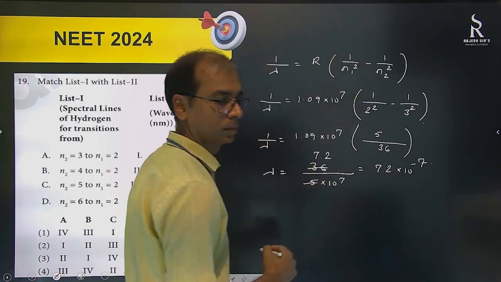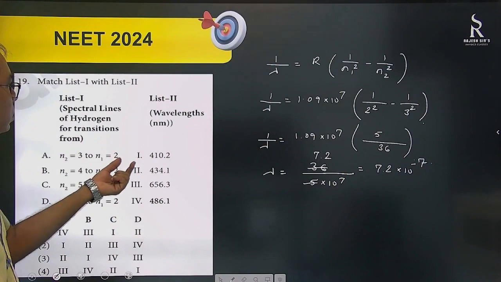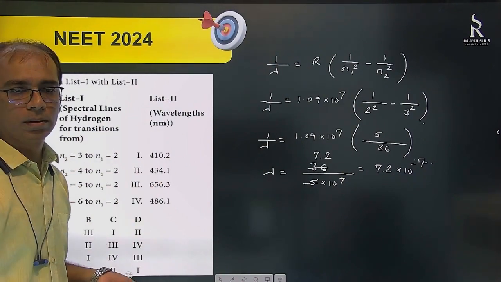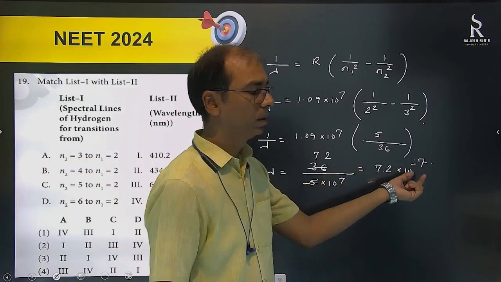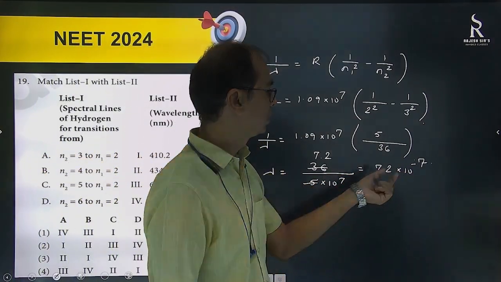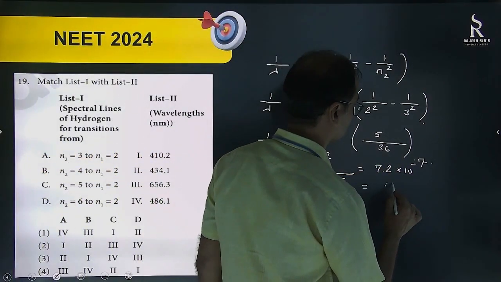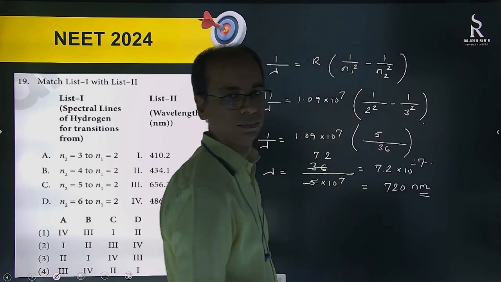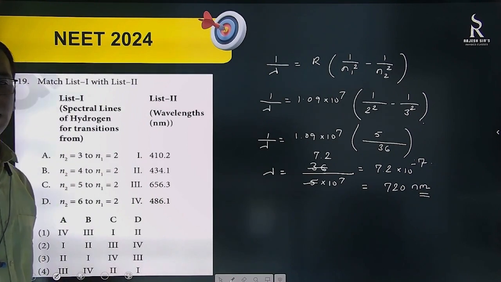Right? How is it given here? It's given in nanometer, so 10 to the power minus 9. So that means multiply with 100, divide with 100. So it will come 720. 720 nanometer. Okay, there is 720 nanometer, right?